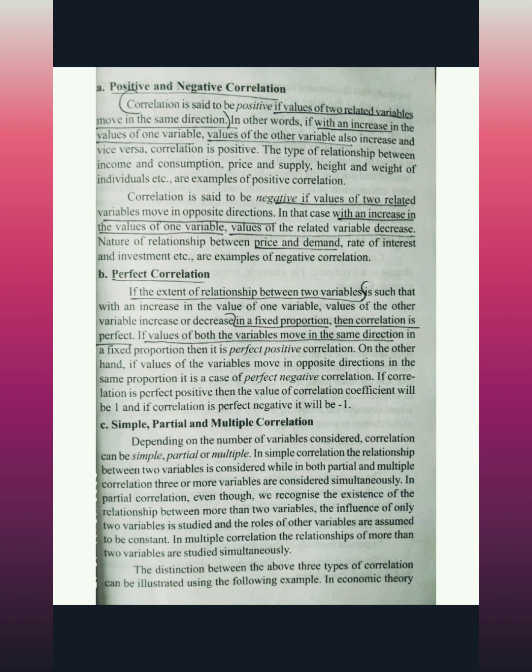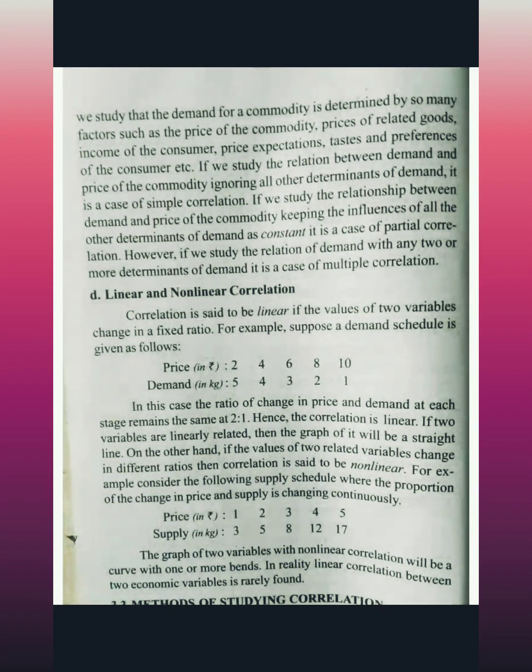The distinction between the above three types of correlation can be illustrated using the following example. In economic theory, we can see that the demand for a commodity is determined by so many factors. For example, price of the commodity, price of related goods, income of the consumer, expectations, taste and preference, etc. If we study the relationship between demand and price of the commodity, ignoring all other determinants of demand, we are only considering one variable, ignoring all other variables.